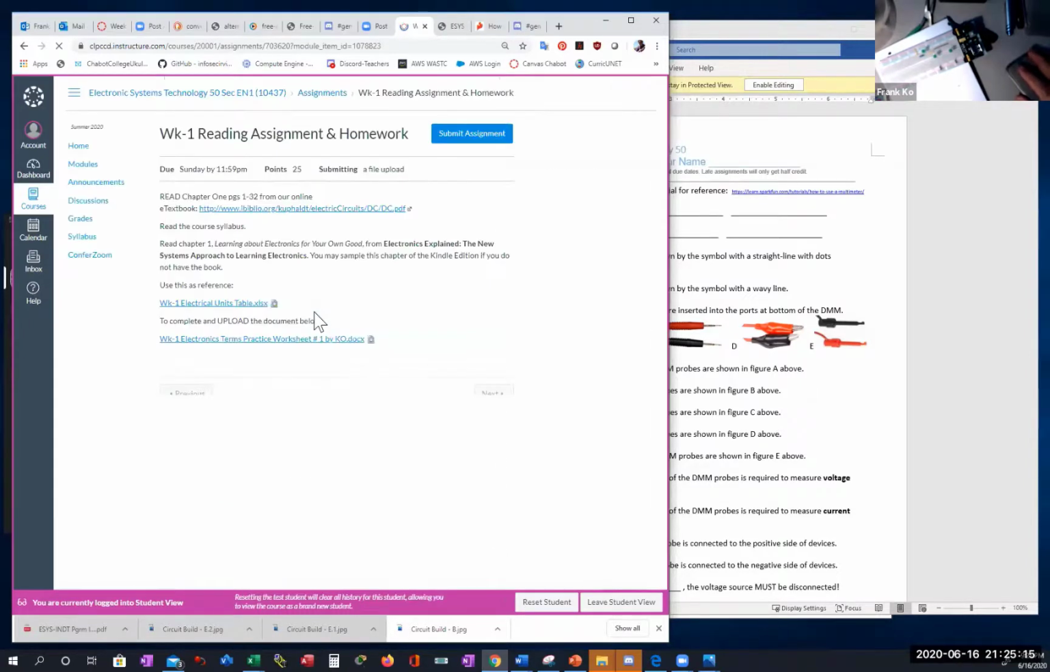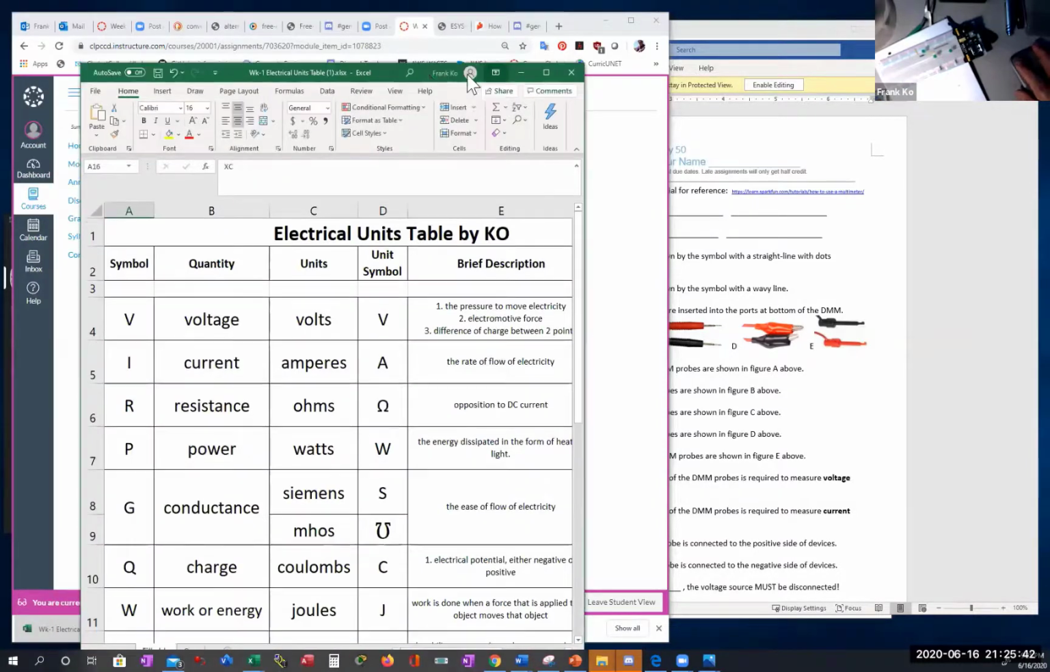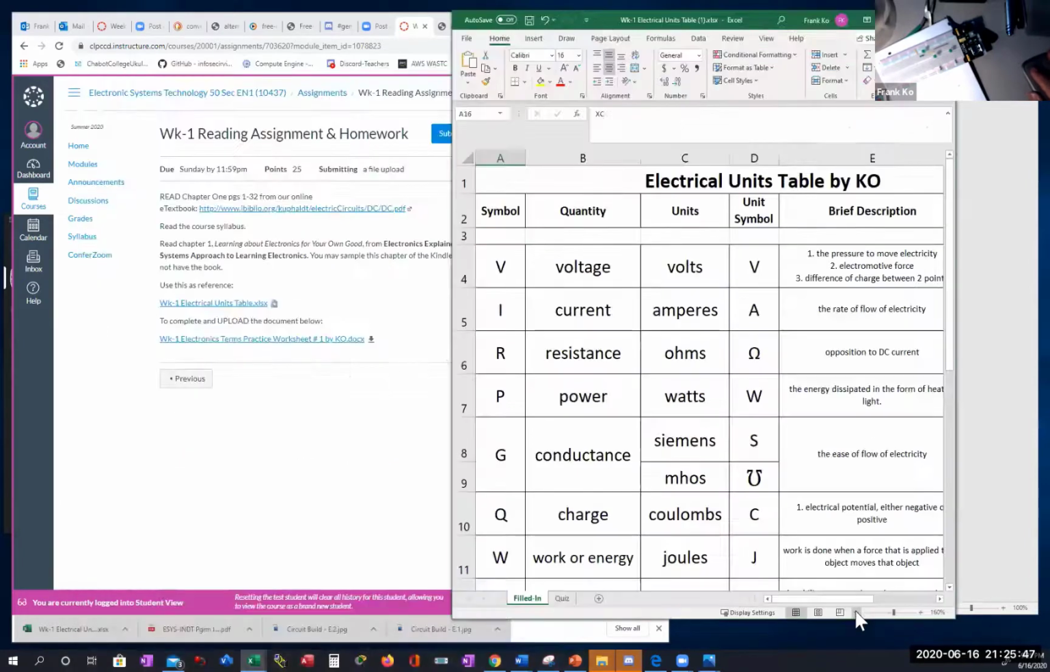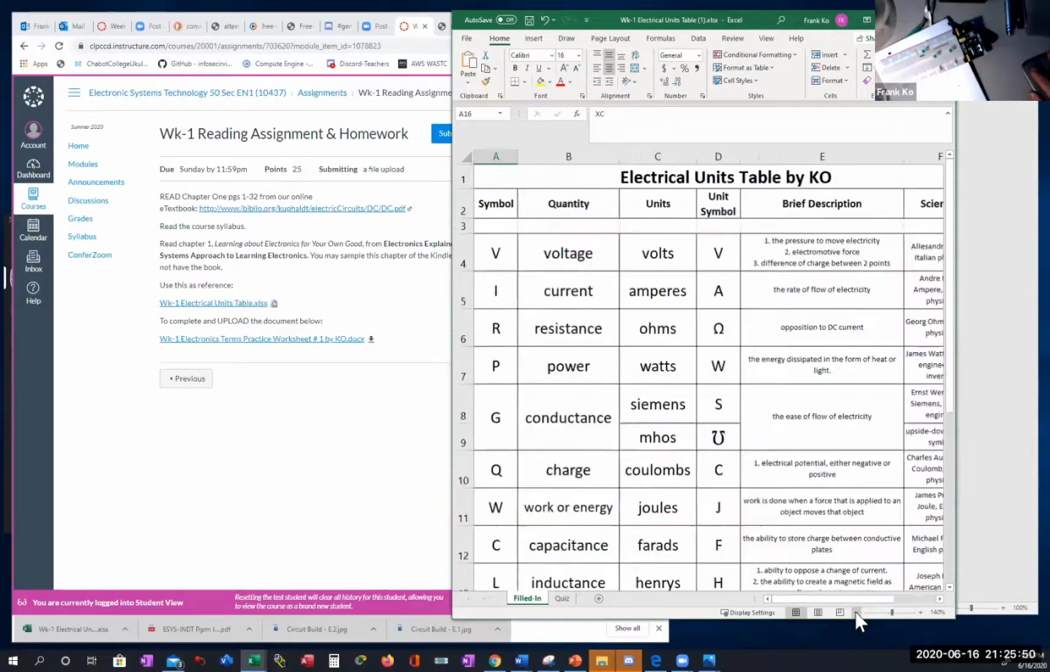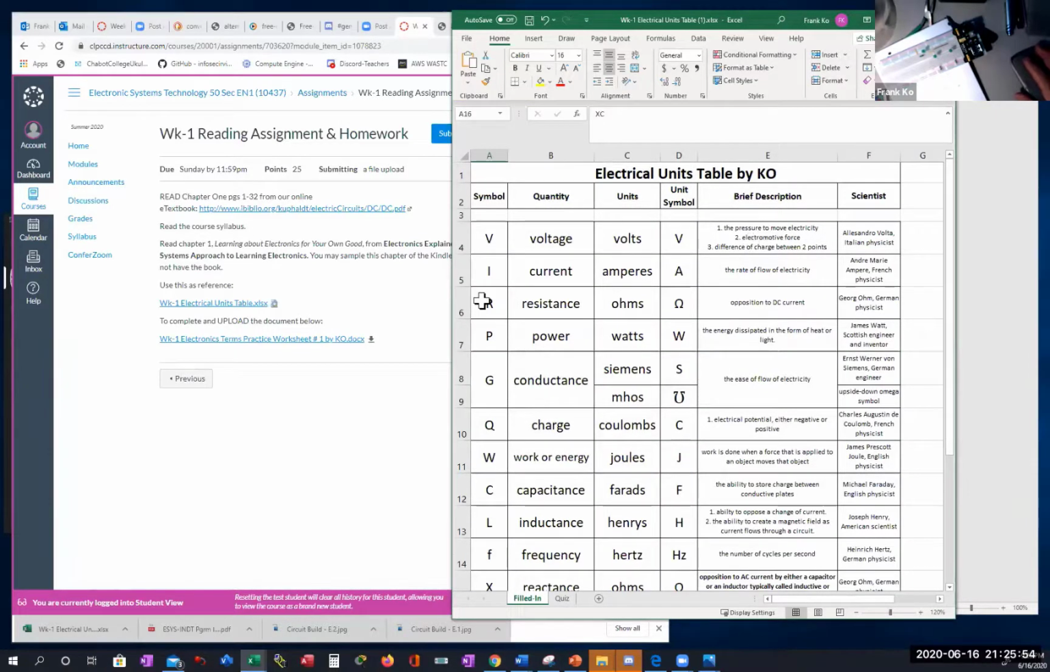Again, there's an electronics units table, which shows the entire table. So this is the entire electrical units table and sites. Very important information. We've only gone through the first four rows, and the first four rows is all we need to be concerned about for week one. Volts was the units for voltage. Who's it named after? What do you see over here? Alessandro Volta, an Italian physicist.